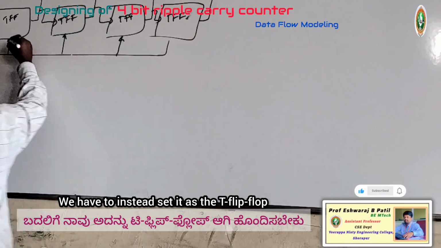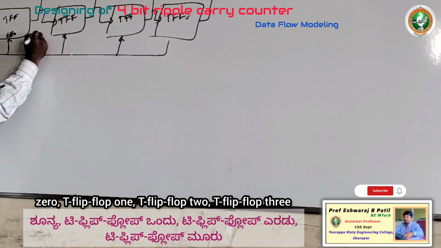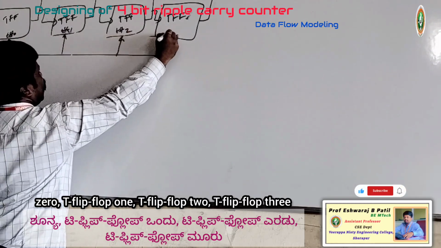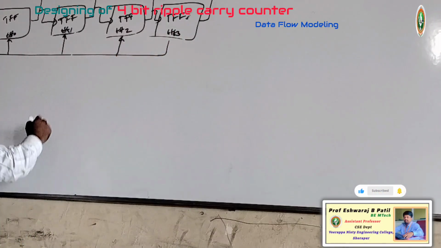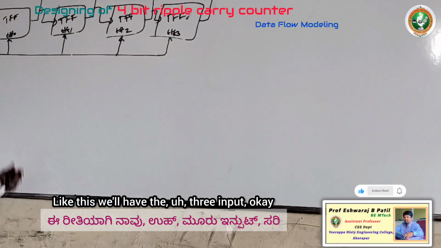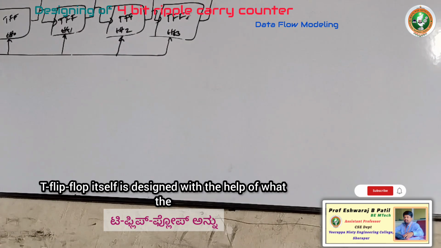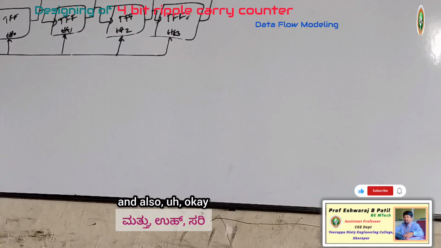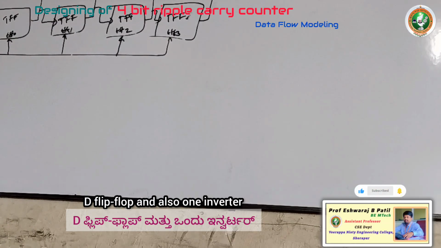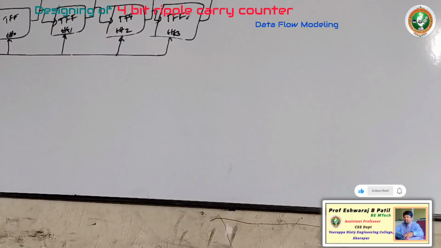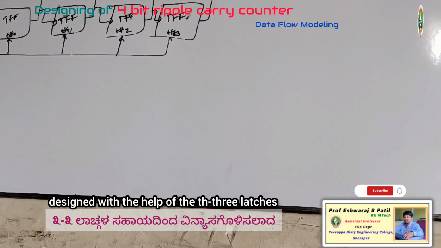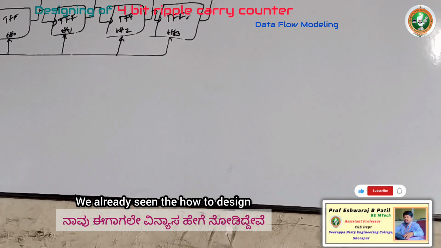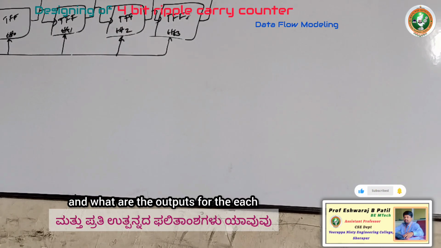We have to instantiate them as T flip flop 0, T flip flop 1, T flip flop 2, T flip flop 3, the 4 T flip flops. A T flip flop itself is designed with the help of a D flip flop and also 1 inverter. A D flip flop itself is designed with the help of 3 SR latches. We already saw how to design them, what the inputs are and what the outputs are for each and every design.